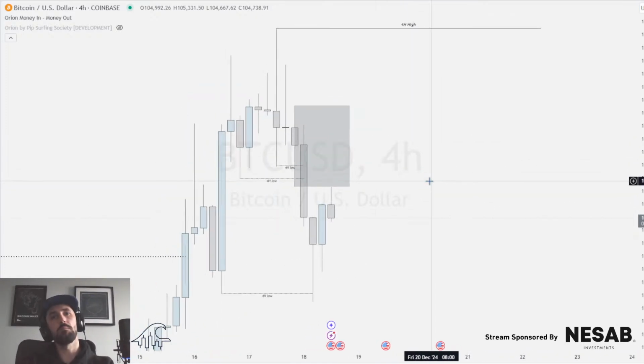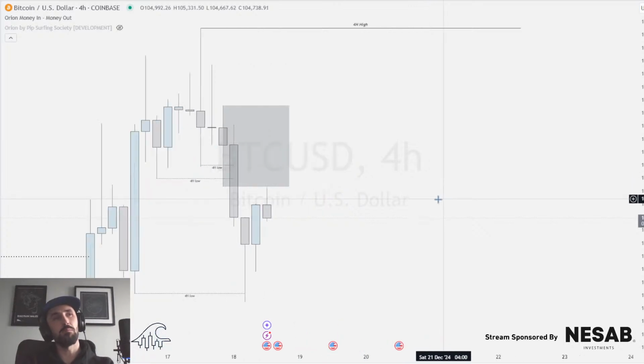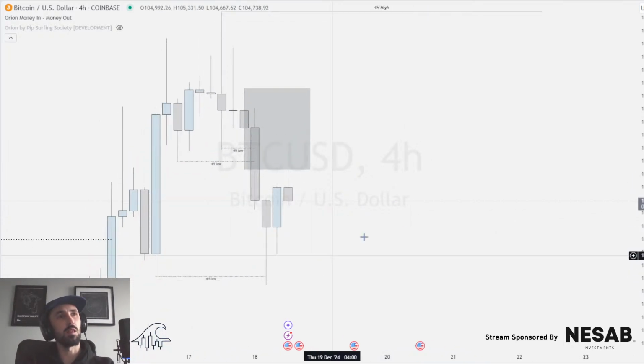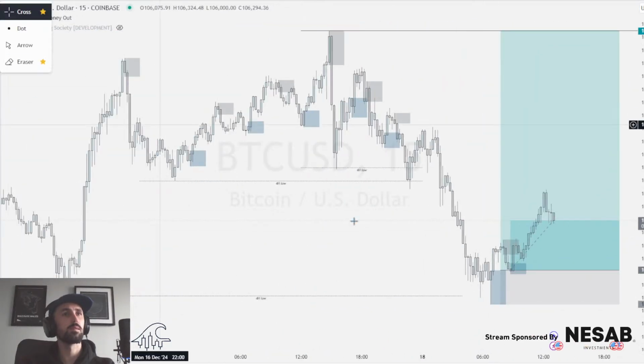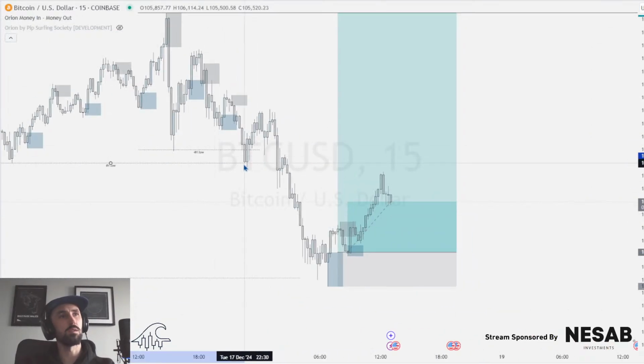Simple as that. Now, following the same principle here, if we take this low, we're expecting price to run to the high. So we're trading from the low into the high. So let's go back to the 15-minute here, and you can see the trade that was given from that low being taken.